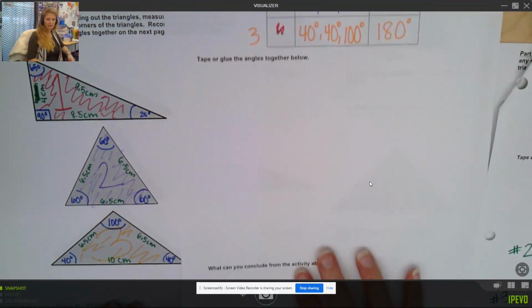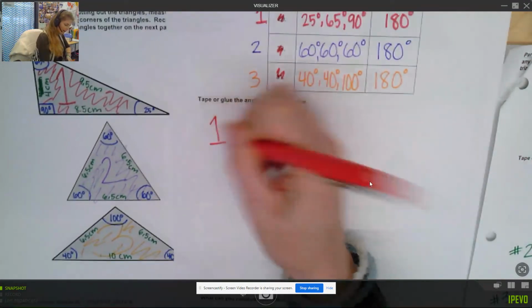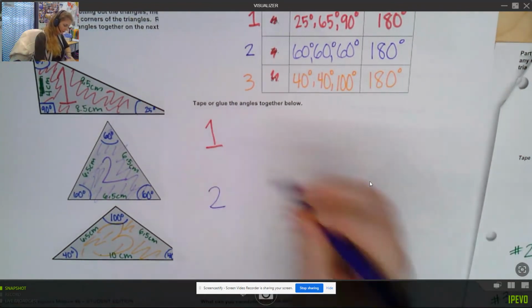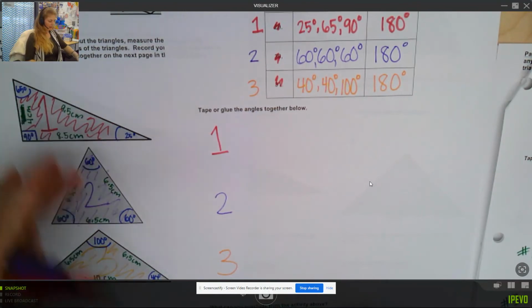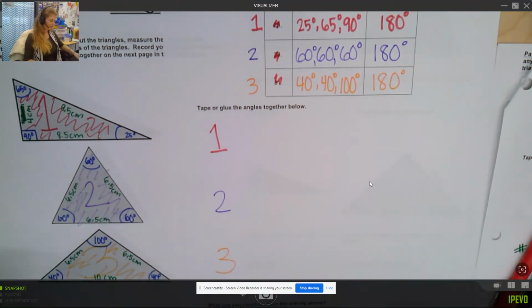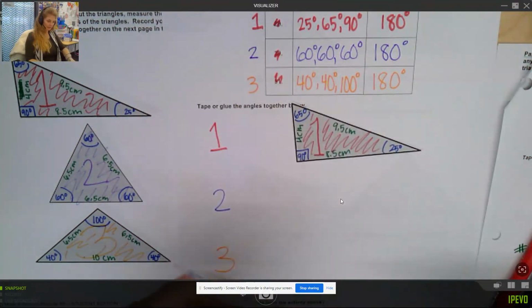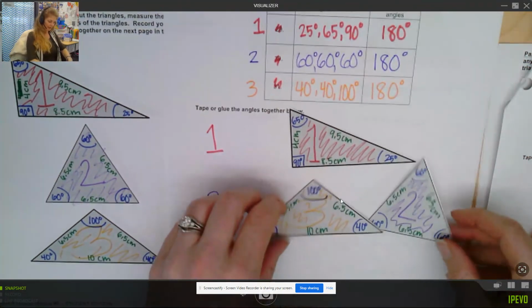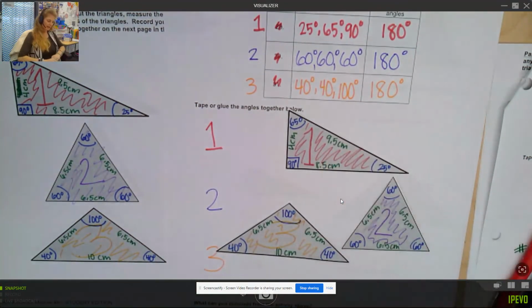So down below here, it says tape or glue the angles together below. So I'm going to have triangle 1, triangle 2, and triangle 3. And what we're going to do is cut out these 3 triangles using some scissors so that we have 1, 2, and 3. So go ahead, pause the video and cut them out so that we have our 3 triangles.